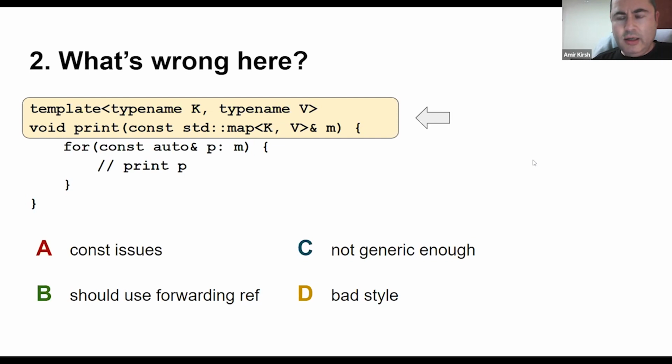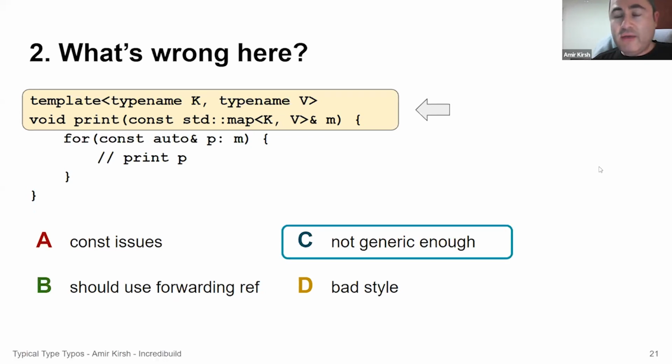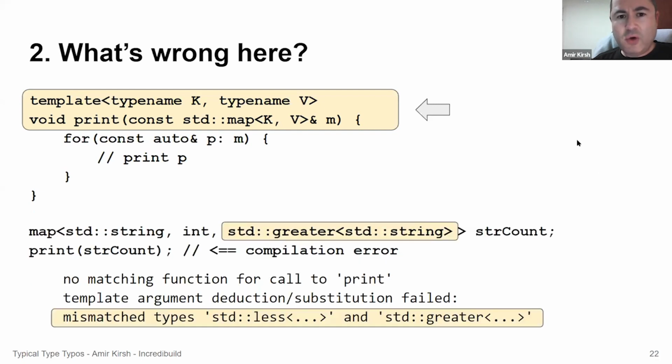Okay, I see here quite a spread. So nobody sees a bad style here, but we do see here const issues. I see that we use const here. I think const is used here correctly. Should use forwarding reference? Well, there isn't any place here yet to use forwarding reference. And the last one, not generic enough. Yeah, I would go with not generic enough. And the question is, what is not generic enough in this piece of code?